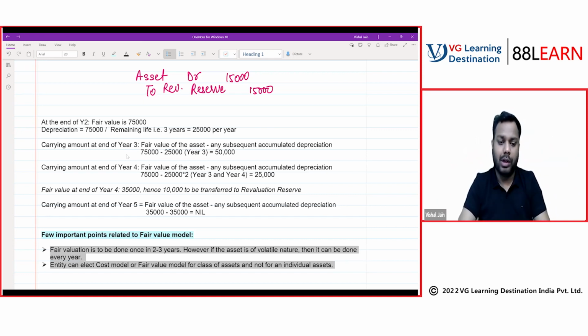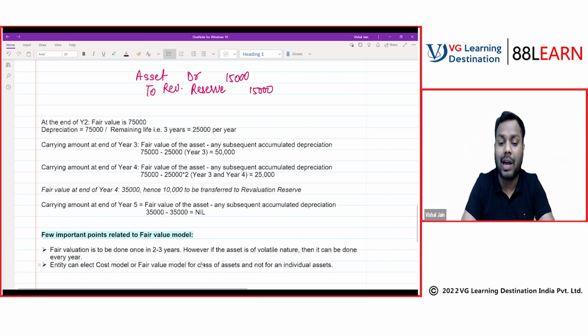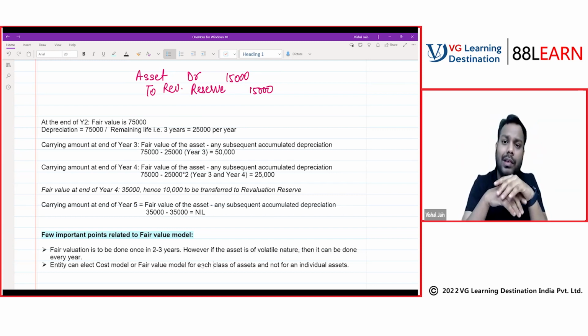Now, it says an entity can elect the cost model or the fair value model for each class of assets. What is the meaning of class of assets and individual assets? You must understand, guys, that every entity has different classes of assets. What are the classes? Plant and machinery, furniture and fixtures, electrical equipment, computer software, computer hardware. Plant and machinery is one class. Building is one class. Furniture and fixture is one class.